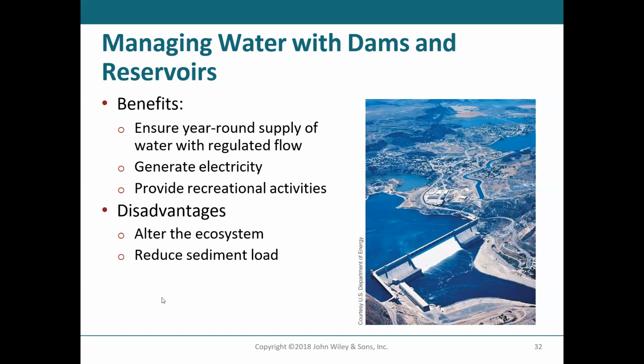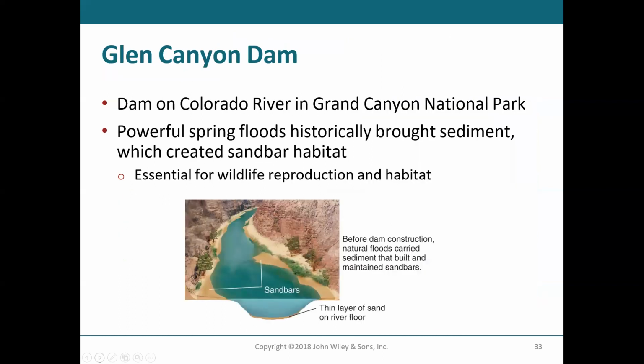And so by blocking the flow of water through a dam, you are not allowing for sediment to move along, right? So what we usually see in a reservoir is a buildup of sediment and high water, and these areas do not receive sediment or enough water flow. This has happened in the Glen Canyon Dam, which is a dam along the Colorado River in Grand Canyon National Park.